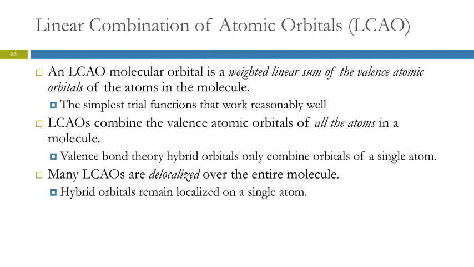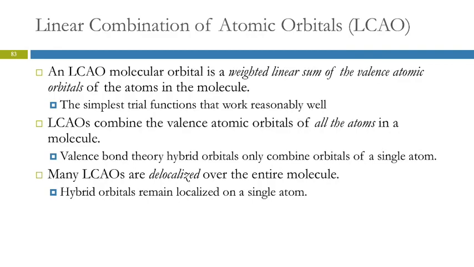So one way that they do this with the computers is called a linear combination of atomic orbitals. That's a lot of syllables, so LCAO. This is a weighted linear sum of the valence atomic orbitals of the different atoms that are in the molecule. These give us the simplest trial functions that work reasonably well. So we're taking the valence atomic orbitals of all the atoms in the molecule and combining them together.